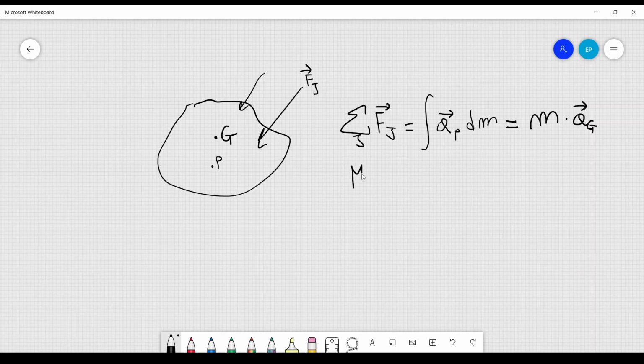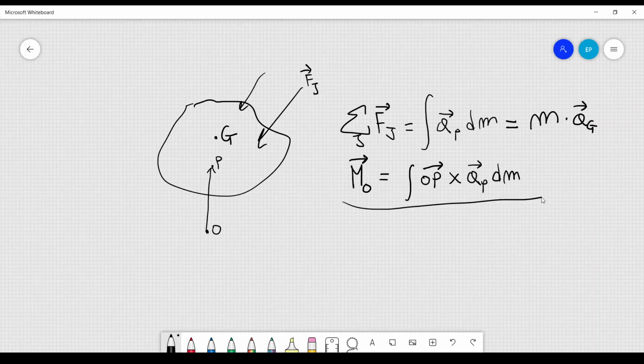So the total moment M, calculated with respect to some point O, this is by definition an integral of OP, the position vector OP. So let's say that we have fixed a point O here, and we want to determine the moments with respect to the point O. We have to take the cross product with the acceleration vector AP and multiply by the infinitesimal mass dm. Now this formula can be rewritten.